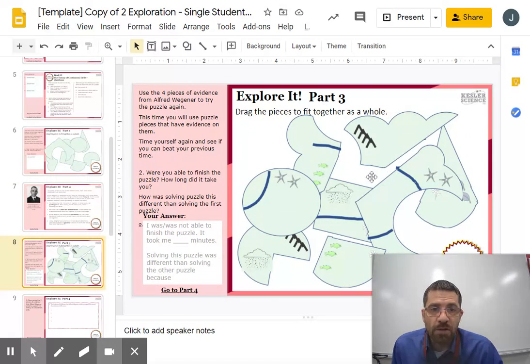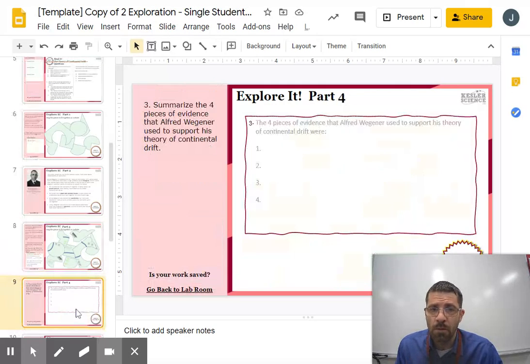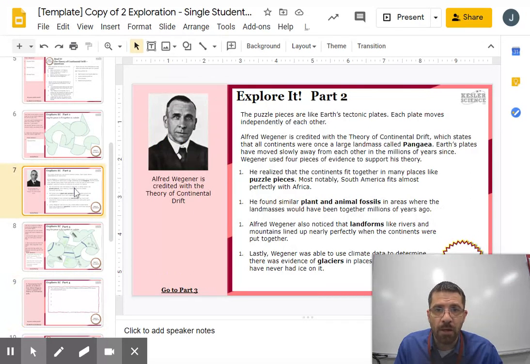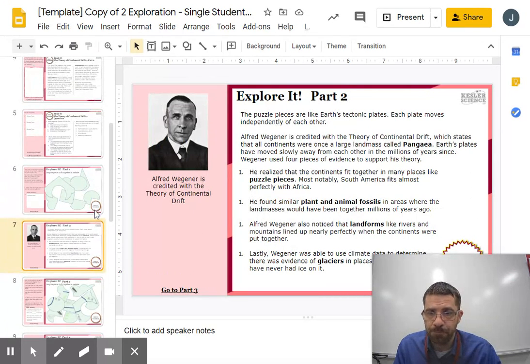Then you had another puzzle to put together, and you had the symbols here to help you assemble this. You were supposed to record your time, and describe the differences between the two puzzles. Was it easier to do this one? Was it more difficult? Explain. So that brings us to the last thing you're required to do, and you were required to list the 4 pieces of evidence used by Alfred Wegener, and again, that could have been found on slide 7.